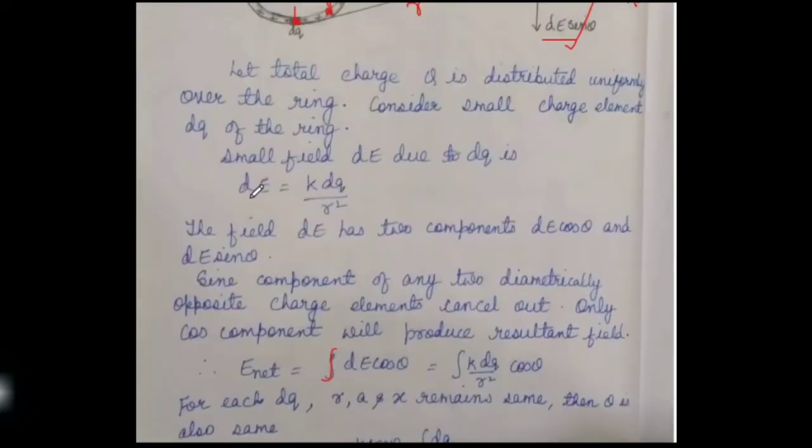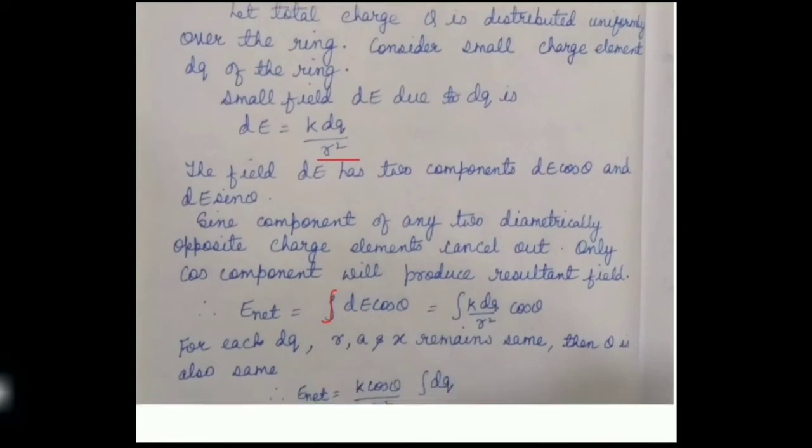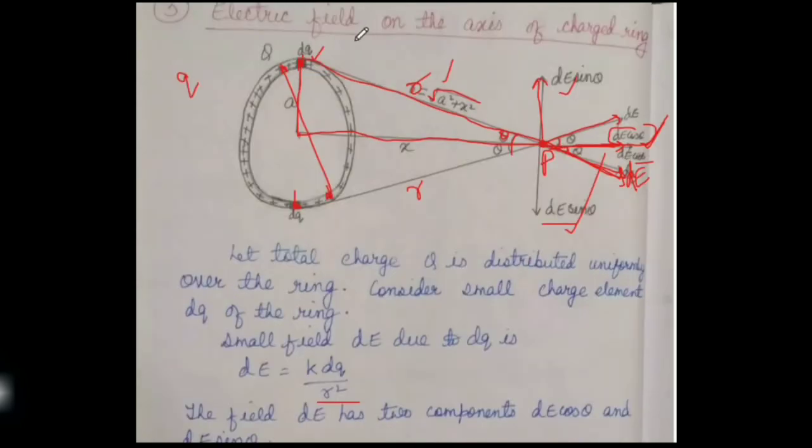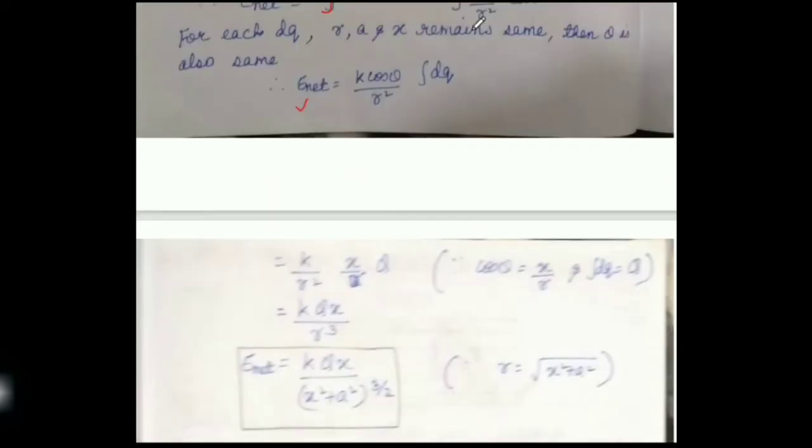So what is the component of dE? K dq by r square, and only the cos component is present. Now you have to find dE cos theta all over the ring. So you just integrate dE cos theta over the ring to get the total electric field, right? E net equals the integral of K dq by r square cos theta.